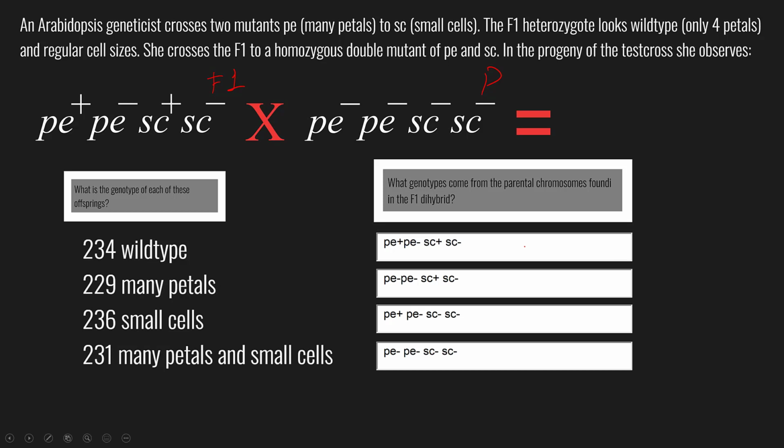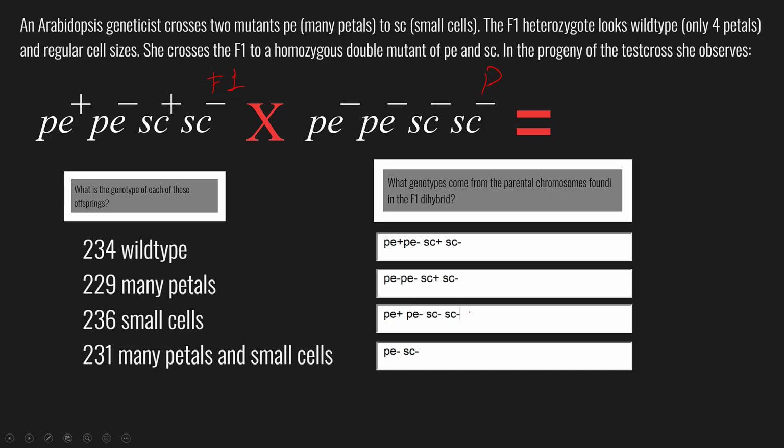And if you notice, there are constant values here. In all cases, these plants are going to have at least one of their PE genes being PE minus, and at least one of their SC genes having the allele minus as well, right? So these are the contributions of the double homozygote parent. So you could even just get rid of it so that you just get the information on the F1 contribution.